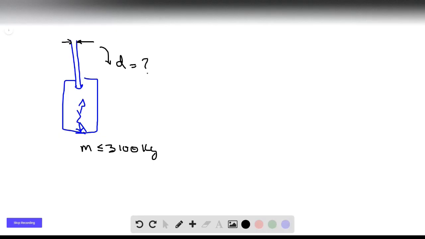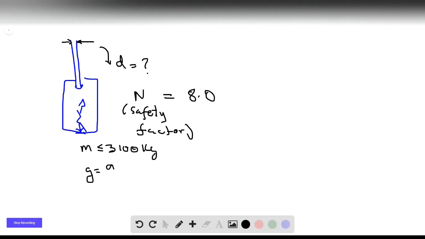The other thing that happens is the safety factor, N. Remember, N is the safety factor. Each cable has to be safe, and so N is equivalent to 8.0, and we're going to use that in the problem. G, which is the acceleration due to gravity, is 9.8 meters per second squared.